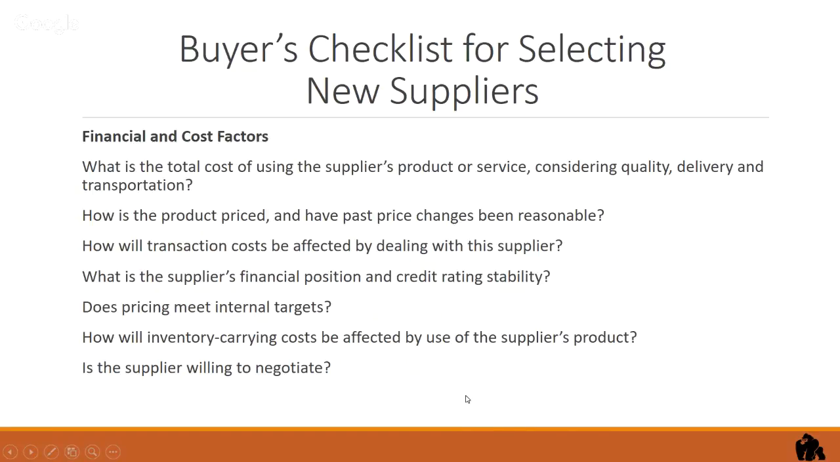How will inventory carrying costs be affected by using the supplier's product? Is this an oversized product? Is it an undersized product? What's going to happen with your cost of inventory at FBA? You need to work all of this out. Is the supplier willing to negotiate? Always negotiate, guys. Come on. Doesn't necessarily mean you're going to get anywhere, but you always start off negotiating.